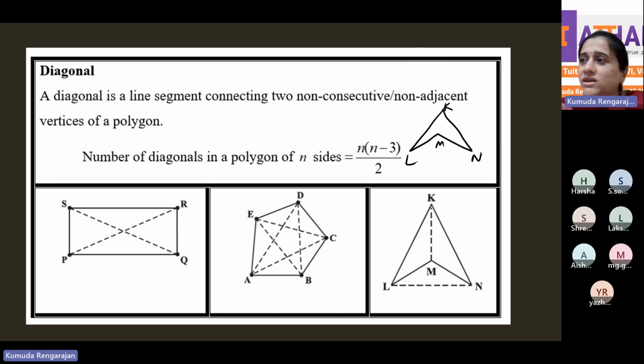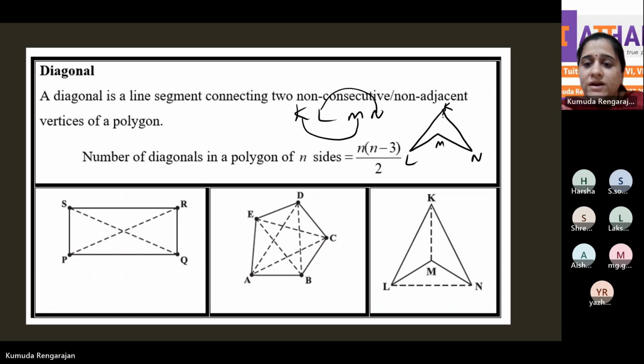KLMN is a concave quadrilateral. When you join the non-consecutive vertices, KM is one diagonal, and then LN. So here the diagonal lies outside the quadrilateral. In this concave quadrilateral, this diagonal lies outside the figure. LN is a diagonal.